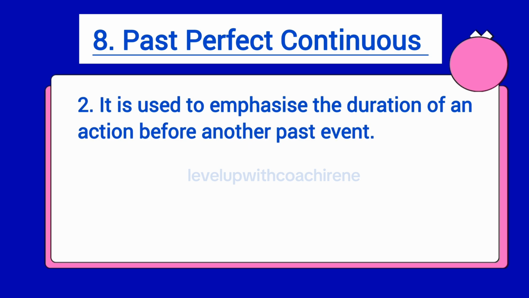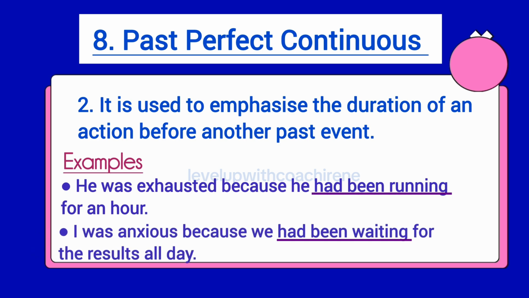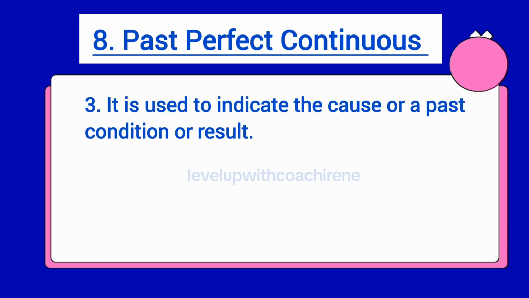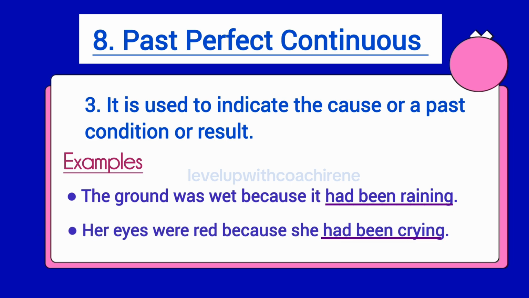Number two, it is used to emphasize the duration of an action before another past event. For example, he was exhausted because he had been running for an hour. I was anxious because we had been waiting for the results all day. Number three, it is used to indicate the cause of a past condition or result. For example, the ground was wet because it had been raining. Her eyes were red because she had been crying.